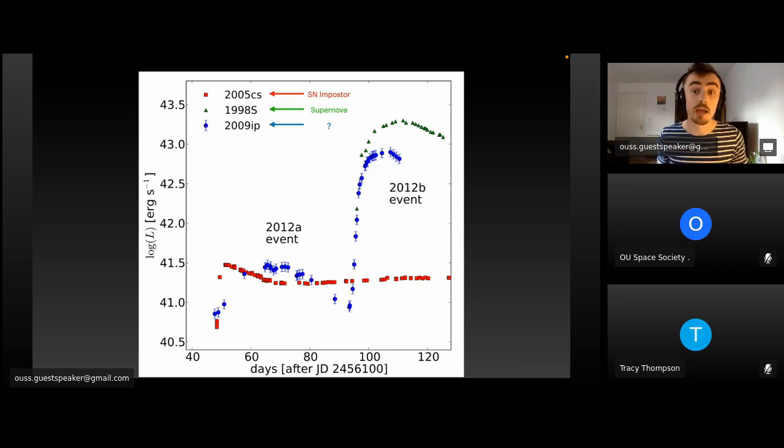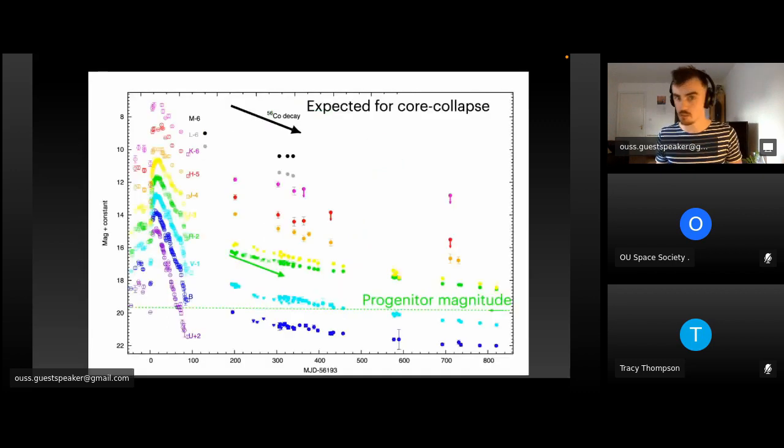If we look at the later time stuff, so after the object reaches its peak brightness and then begins to fade, let's see, is the star fading as we'd expect a supernova would, or is it doing something funny? And it was doing something funny.